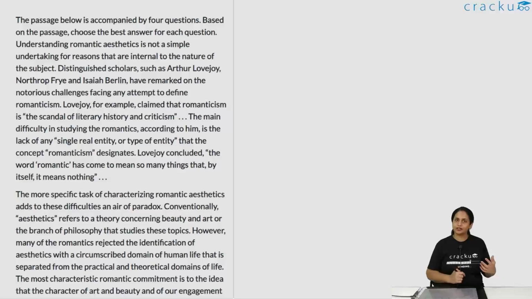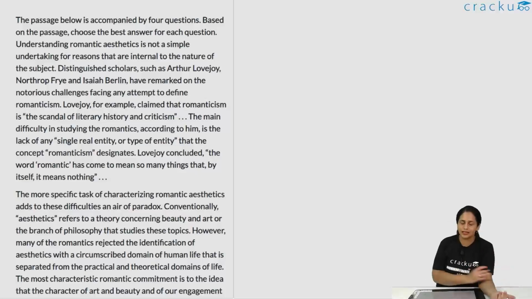So let's take a look at the passage. We'll go carefully line by line, paragraph by paragraph, because it's a difficult RC as such. So let's take a look at the first paragraph. Understanding romantic aesthetics is not a simple undertaking for reasons that are internal to the nature of the subject. So understanding romantic aesthetics is difficult because of the very nature of the subject. That is why studying it is a difficult task as such.